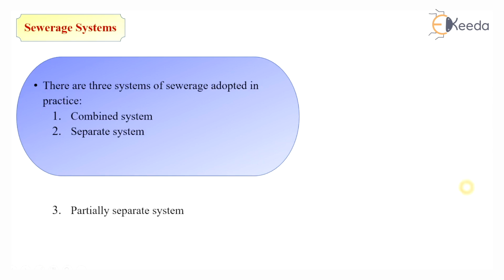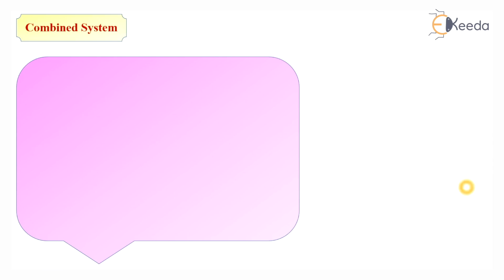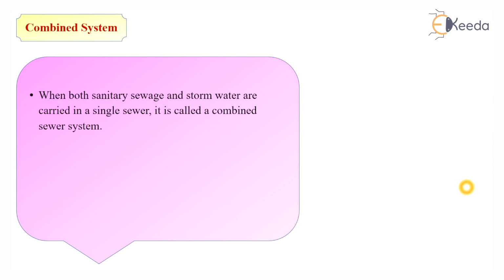Again, water carrier system is divided into three types: combined system, separate system and partially separate system. Combined system. In combined system, both the sanitary sewage and storm water are carried in a single sewer or in a single pipe or in a single conduit. It is called as combined sewer.